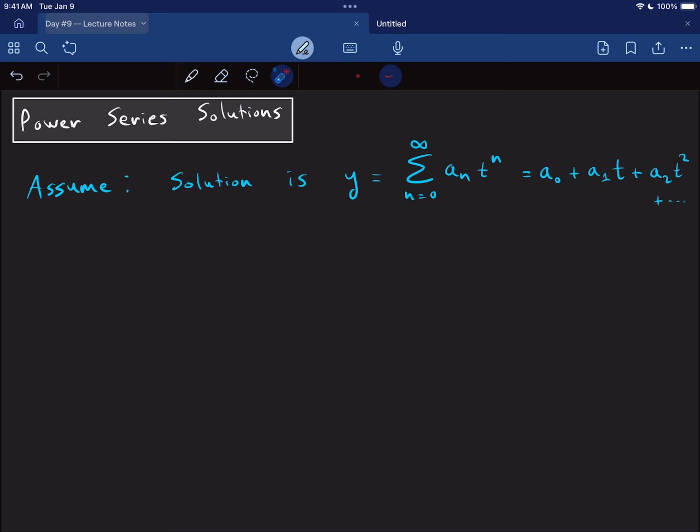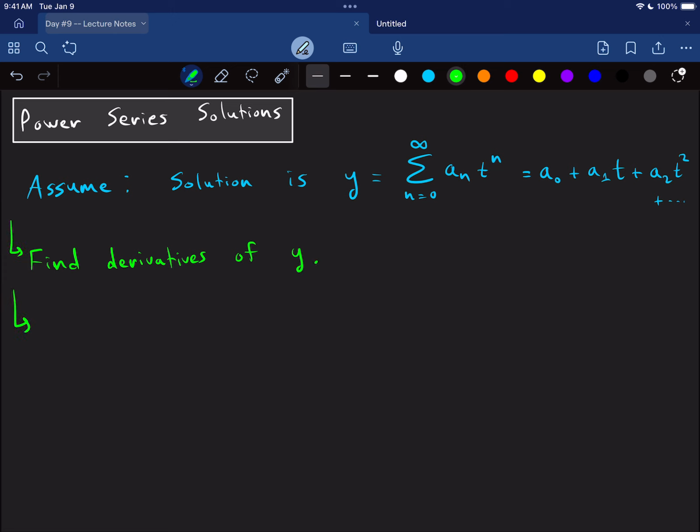So we've got this assumption, and basically what we do is we find derivatives of this, and then from there, we'll plug and chug. We just take this y prime, y double prime, whatever you need, and plug and chug them into the DE. And then from there, we're going to match coefficients.